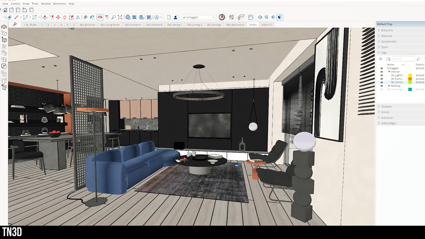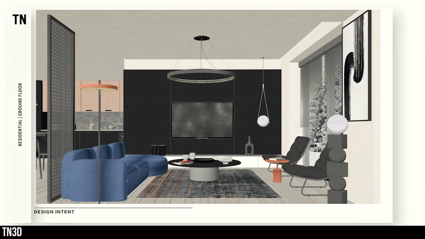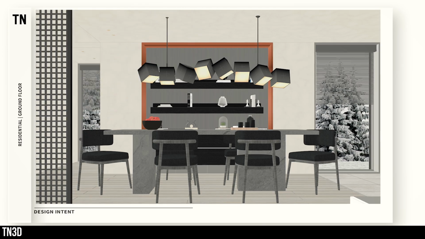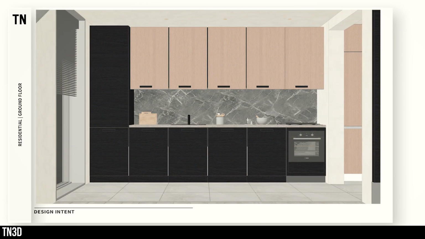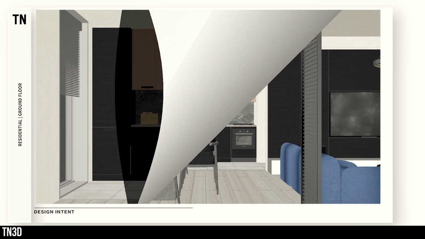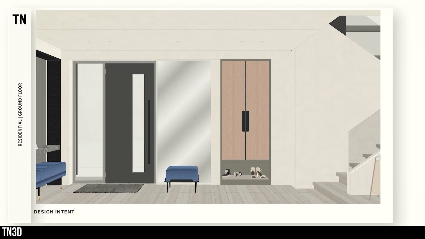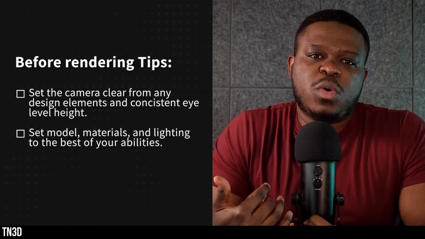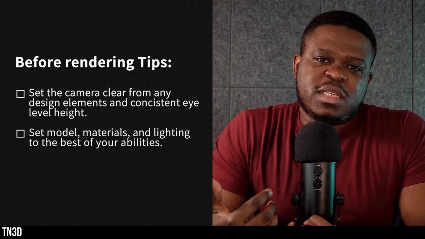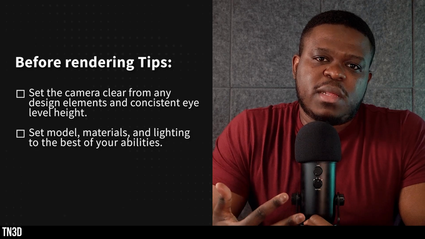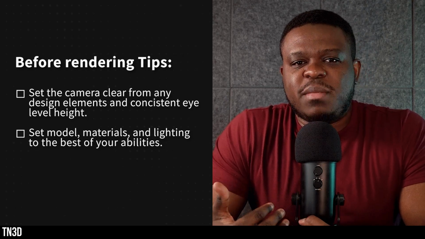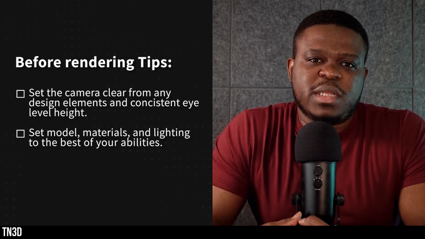So let's turn on the furniture layer, the lighting fixtures, as well as the decor, so we can see the space fully furnished. So I've set about 6 views to cover the living room, dining, kitchen, storage, and the washroom, as well as a couple of finishes and fixtures that I think are worth highlighting. Now, a few tips when you set the views: you want to make sure that the camera is well positioned in a way that it doesn't interfere with any architectural element. And you want to make sure that your lighting and materials are set to the best of your abilities.